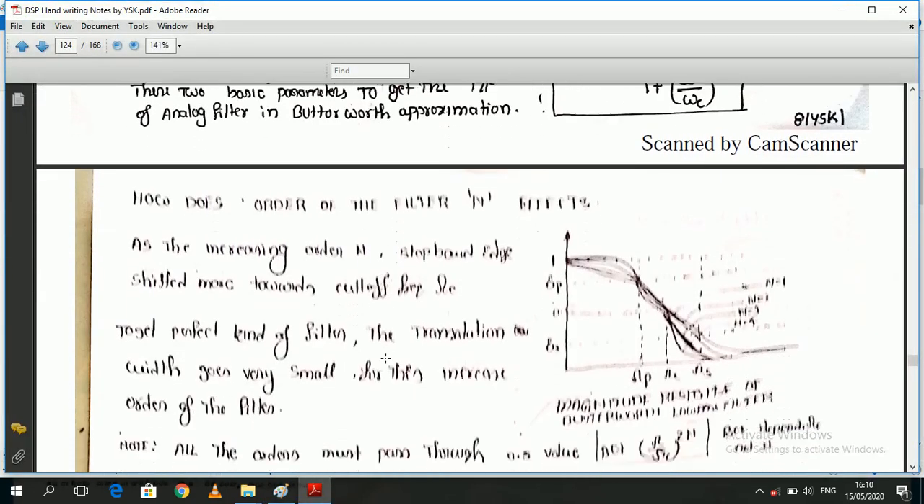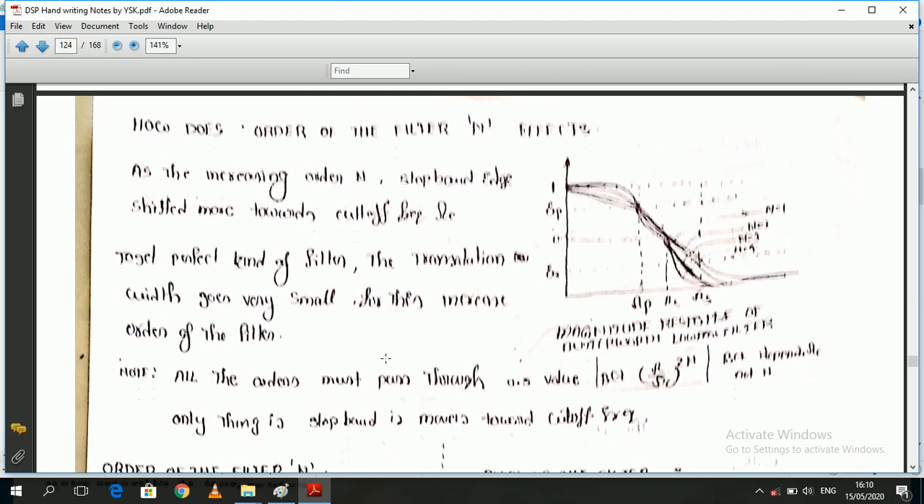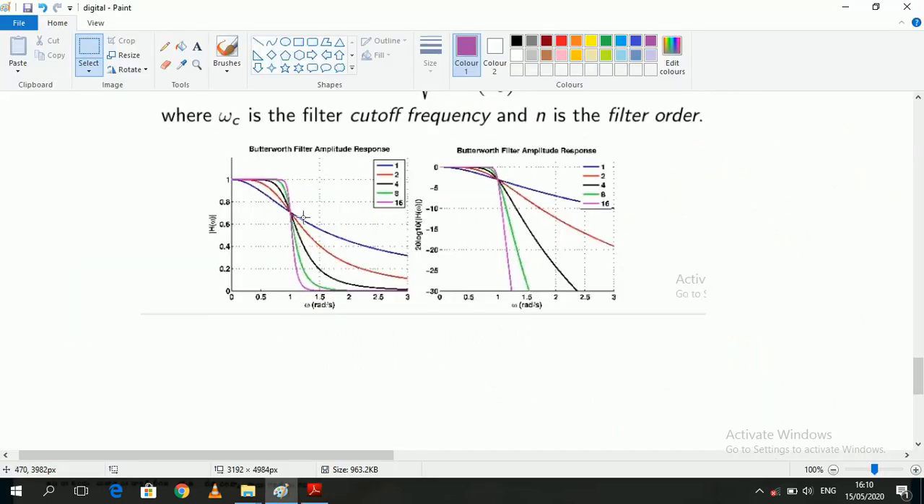How is the order of the filter affecting it? What is the effect of the order of the filter in a low pass filter? If you increase the order of the filter, the stop band edge frequency shifts more towards the cutoff frequency. For example, n equal to 1 is first order, n equal to 2 is second order. If you increase the order further, what happens? See, the red line is the second order. So the stop band edge frequency is moving towards the ideal characteristic. If you increase furthermore, our achievement is to get an ideal characteristic.